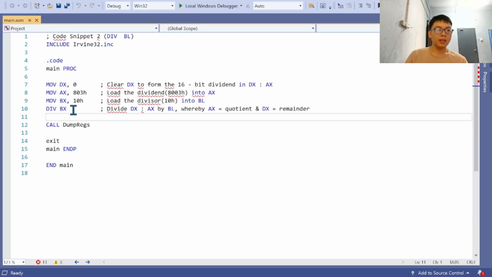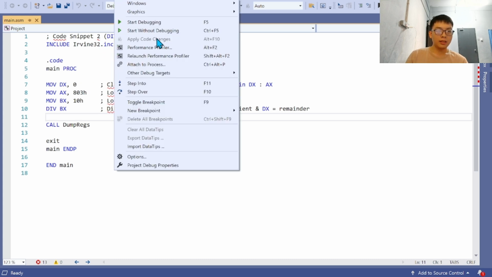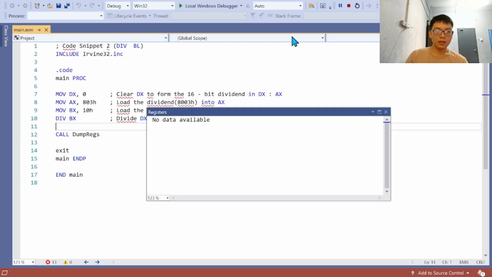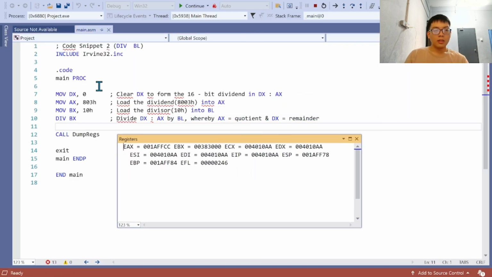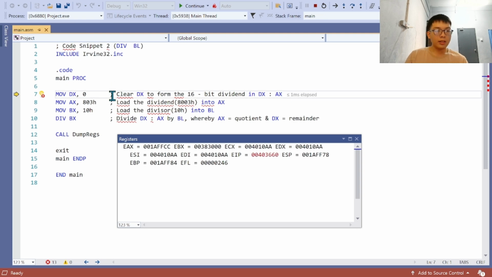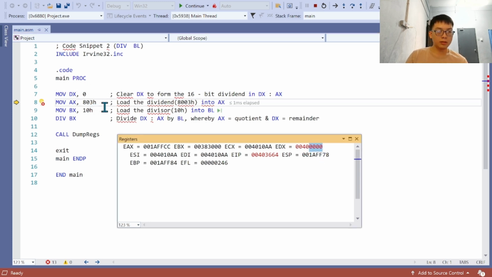For question 6, we didn't get any variable. And now start debugging. We start over. And start over again at this line. Move the 0 to DX. After execute this line, the DX becomes 0000.